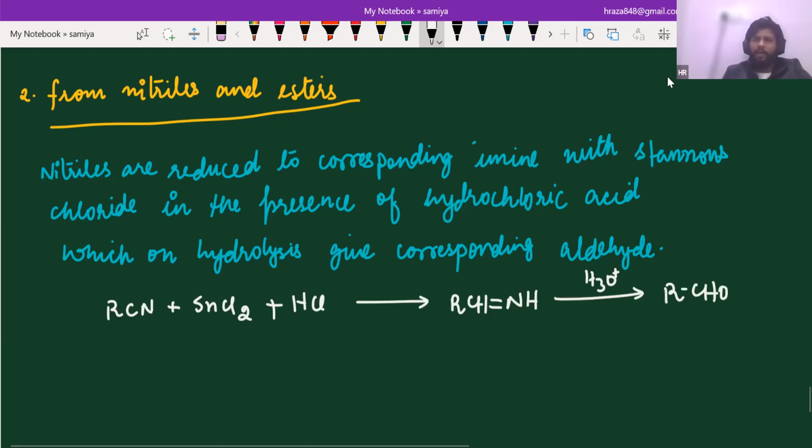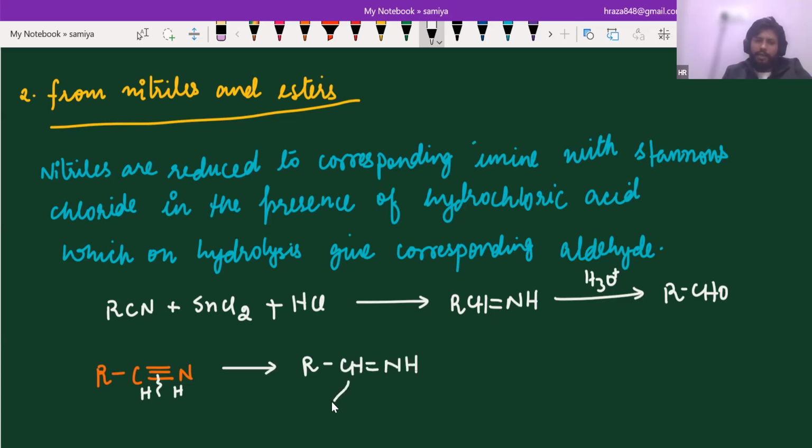I'm going to explain the reaction. You can see this is R-C triple bond N. In order to reduce it, you need to add hydrogen. What is reduction? Addition of hydrogen or removal of oxygen. So I'm going to break one of the bonds between carbon and nitrogen and add hydrogen to each carbon and nitrogen. And you can see that there will be RCH double bond NH, and this is basically known as imine.